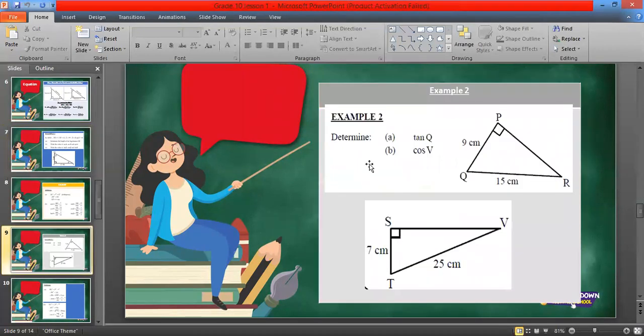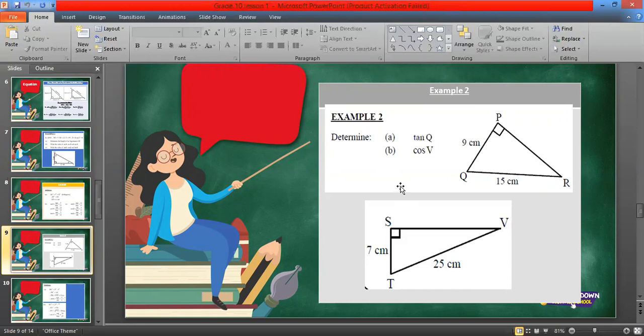All right. Determine tan Q and cos V. In this example 2, determine tan Q and cos V. What will be tan Q and what is cos V? How to find tan Q? How to find cos V?